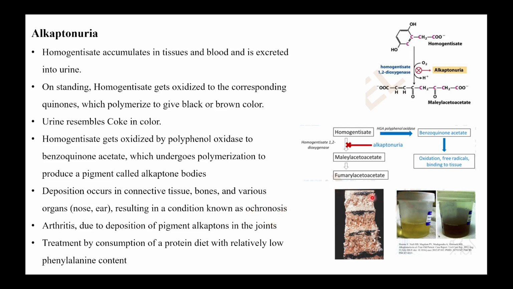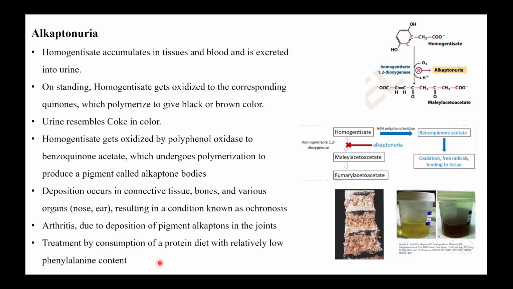This is the vertebral column, and you can see the black pigment accumulated between the vertebrae. These are all indications of ochronosis, or deposition of the polymerized benzoquinone acetate, which are called the alkaptone bodies. So this is the deposition of the alkaptone bodies, and this condition is called ochronosis. Arthritis can also happen due to the deposition of these alkaptone bodies in the joints.